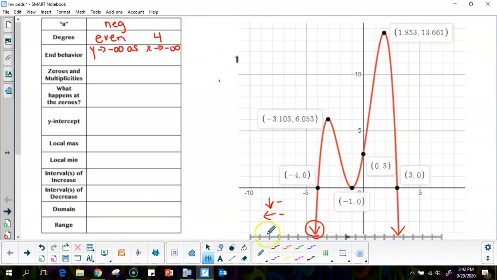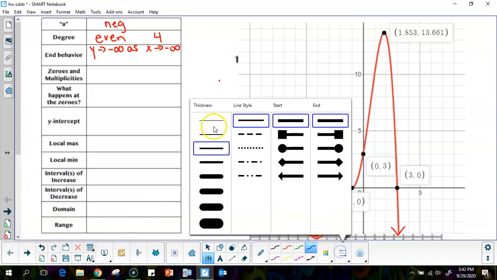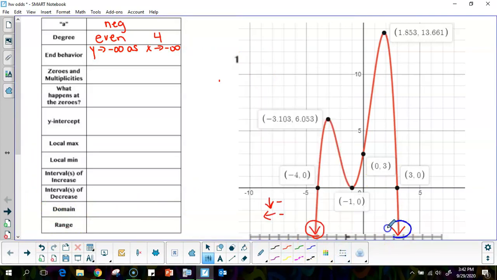All right, and then I'll do a different color over here. So this one that I'm circling in blue, down, and it's going to the right. So that's a negative, positive. Y approaches negative infinity as x approaches positive infinity.